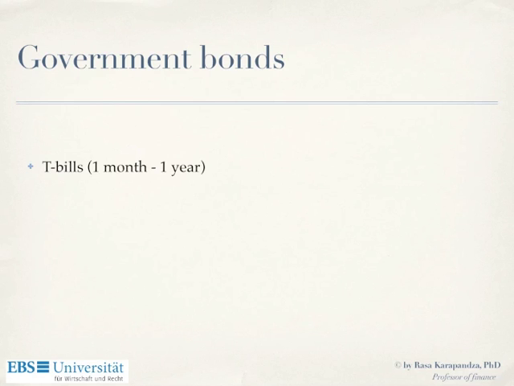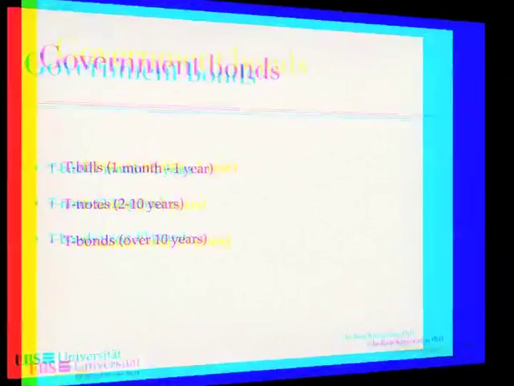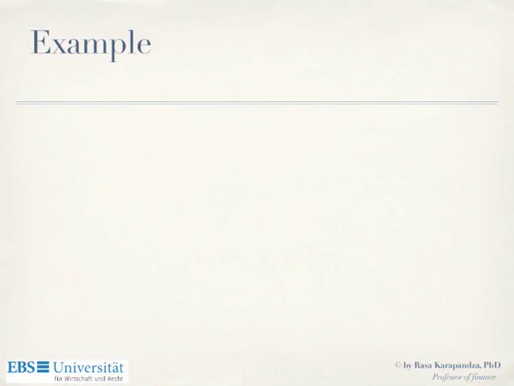Okay, US government bonds are called T-bills if they are from 1 month to 1 year, T-notes if they are from 2 to 10 years, and T-bonds over 10 years. But basically this is the same thing. I mean, there is no difference. They are all US government bonds. They just have different maturities, and for different maturities they carry different names. That's it. Okay.